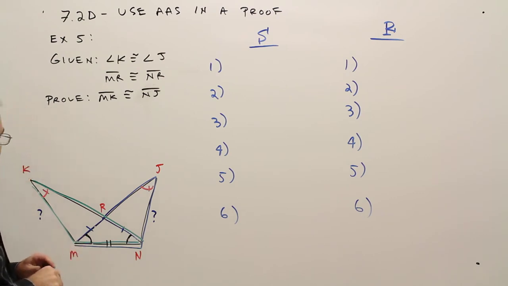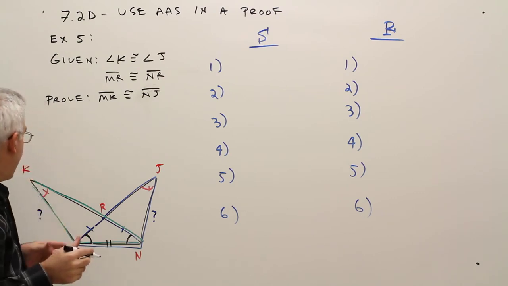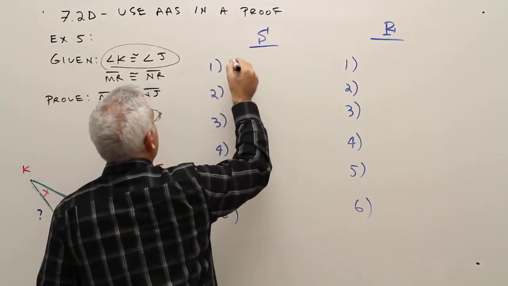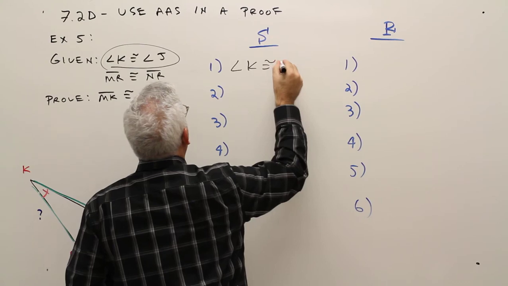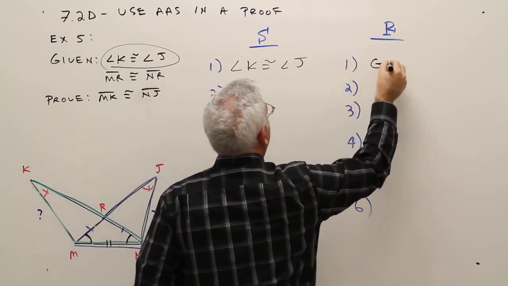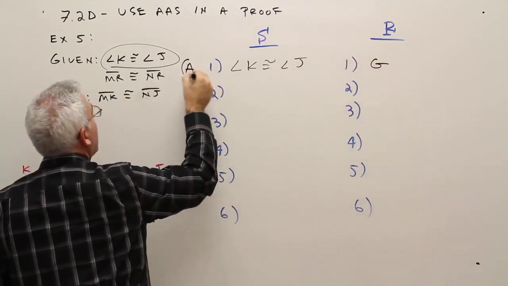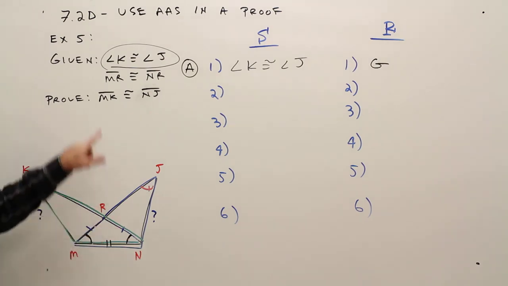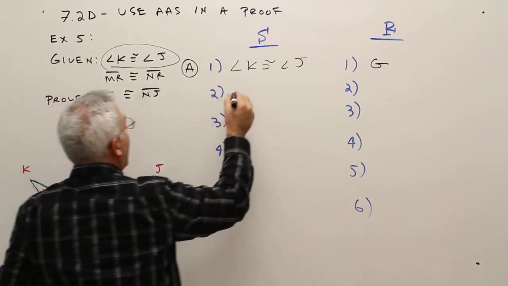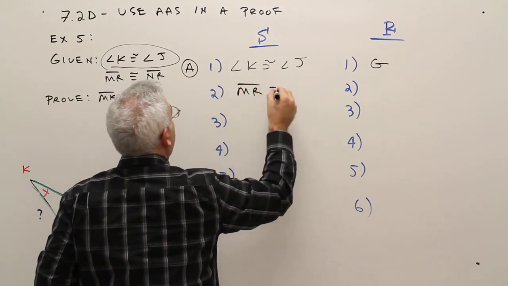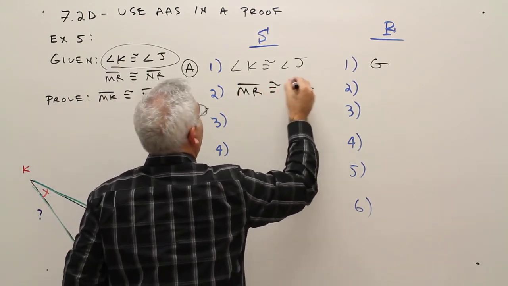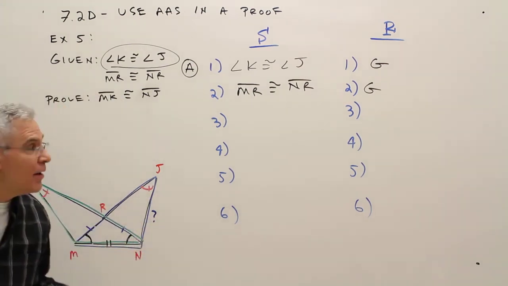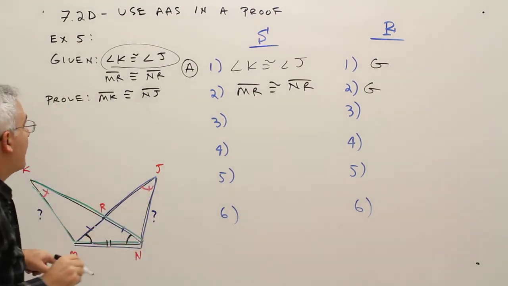All right, so I'll go in angle, angle, side order. So I'll start with this. Angle K congruent to angle J, given. Then for me to work with other angles, I first have to deal with these sides here. So I've got MR congruent to NR, given. That is not a side in the triangle. It's just going to help me get these angles here.